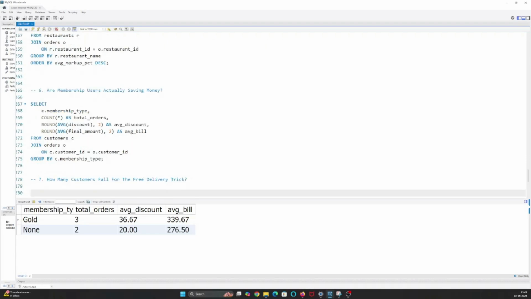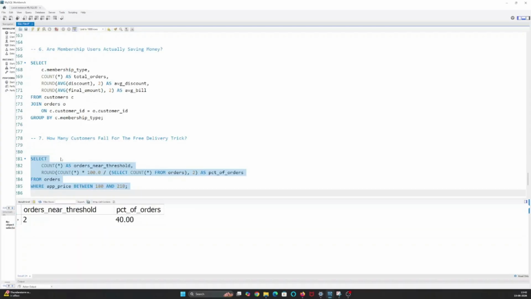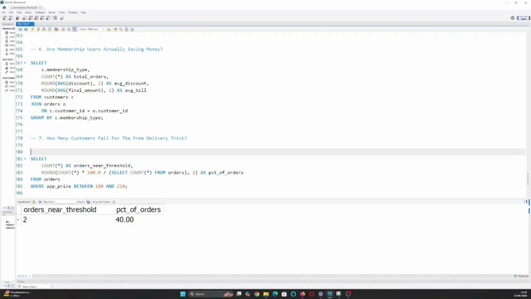Question 7. How many customers fall for the free delivery trick? One of the most effective tactics used by delivery platforms is the minimum cart threshold. You have probably seen messages like, add 30 rupees more to unlock free delivery. Customers who were planning to spend 170 rupees suddenly spend 200 rupees just to avoid a 30 rupee delivery fee. This analysis measures how many orders fall close to that threshold. If a large percentage of orders are clustered in this range, it suggests that customers are actively modifying their purchases to qualify for perceived savings.